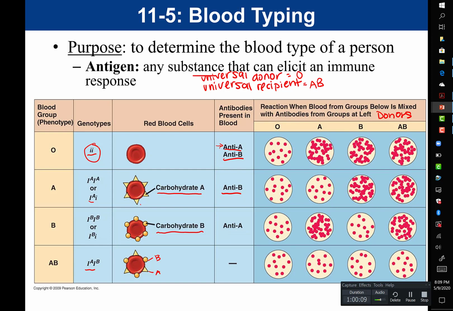So let's ask another one. If mom is A and dad is B, is it possible to have an O child? Mom is A, dad is B. Answer is yes. It is still possible to have an O child because mom could be IA little i, dad could be IB little i, and by chance they could both give the little i and have a kid who is blood type O. So that is possible. You can have two parents that are A. They can have a type O child.